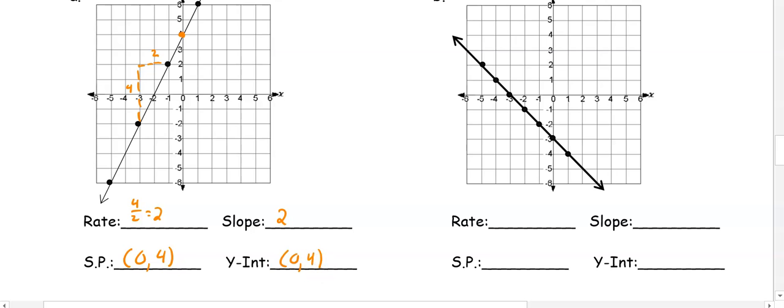In B, when I pick 2 points, I go down 1 over 1, so my slope is negative 1 over 1, which is negative 1 for the slope and rate of change. Our y-intercept is where we cross the y-axis at 0, negative 3.